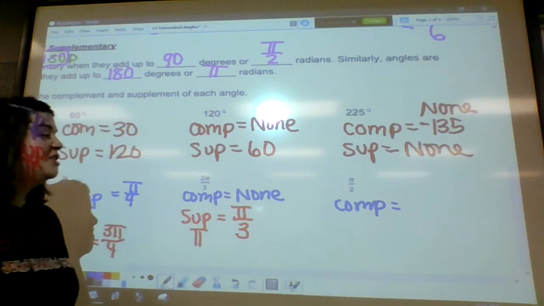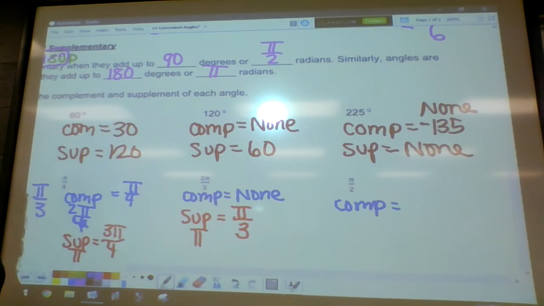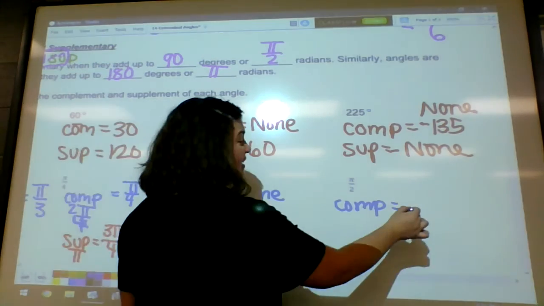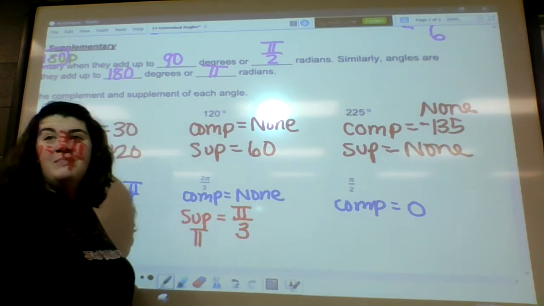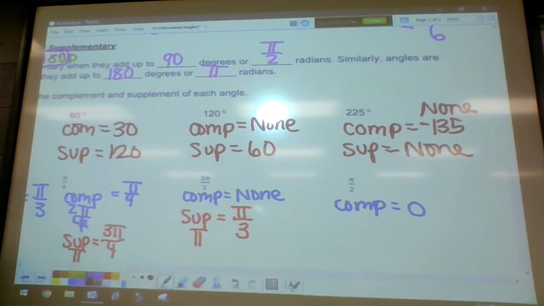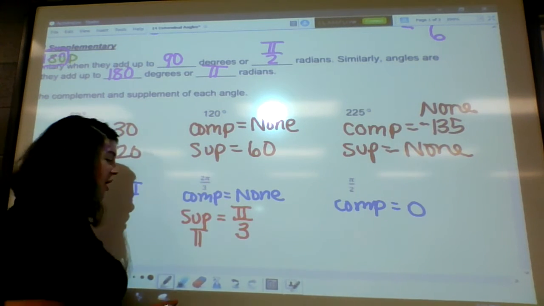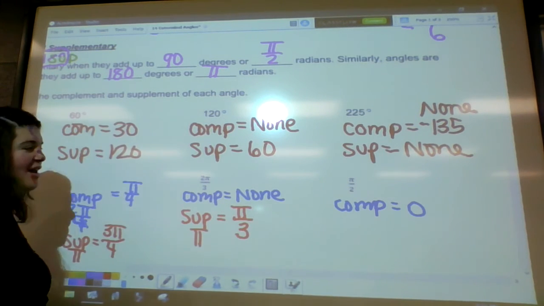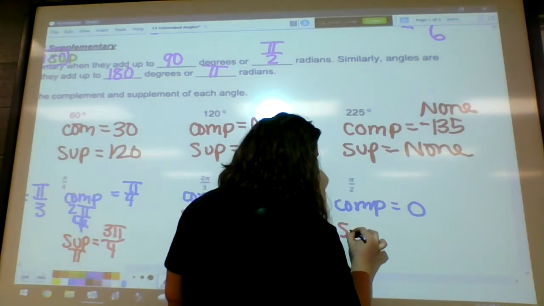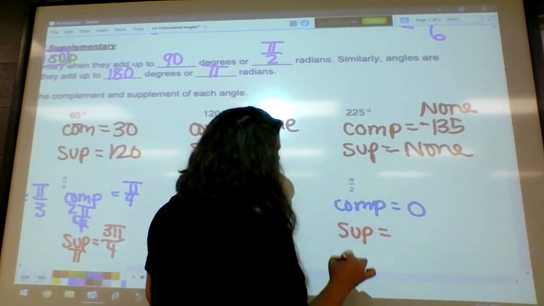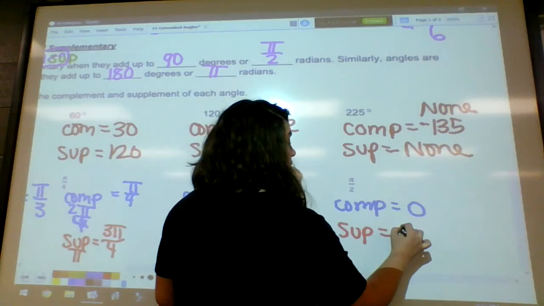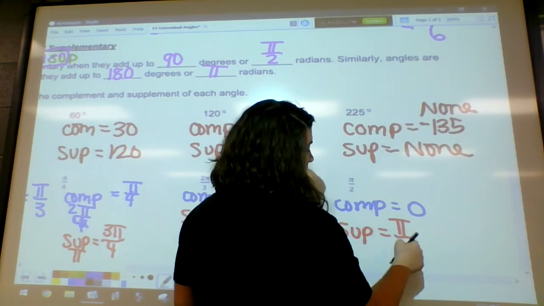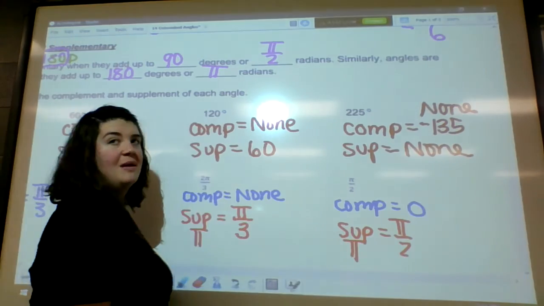All right, pi over 2. Complementary angle to pi over 2. Technically, you can say 0, right? You would add 0 and that would still be, yeah. It's not technically a subtraction, so I would go with 0 in this case. If you said none, I would give it to you as well. All right, and supplementary to pi over 2 is also pi over 2, because 1/2 and 1/2 will make the whole pi that we need for them to be supplementary.